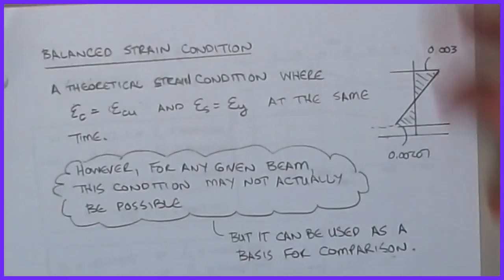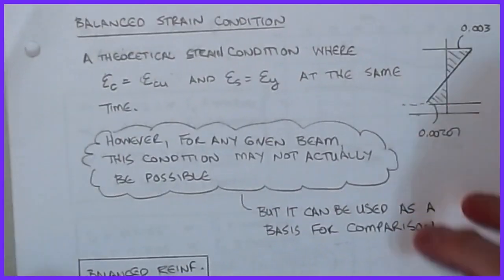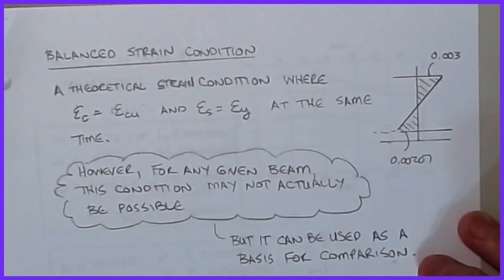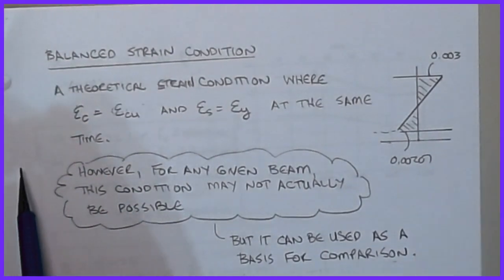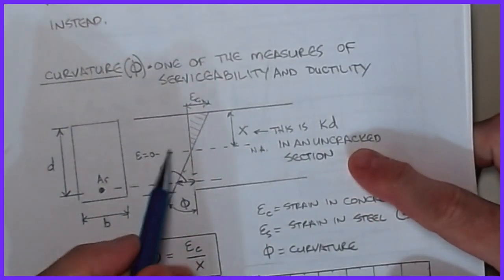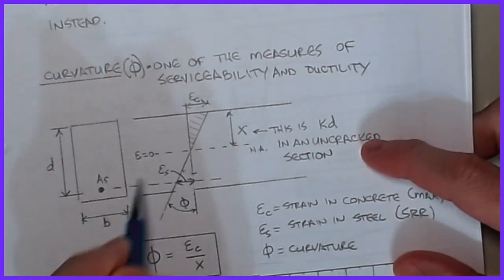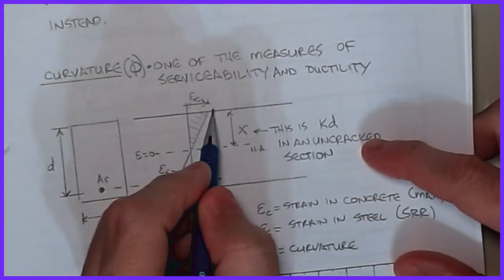Now, before we do this, we're going to take a side step real quick and define a very special strain condition. Remember when we did the yielding strain diagram on our picture, we were looking at the case where epsilon S was equal to epsilon Y, and then there's some corresponding concrete strain.